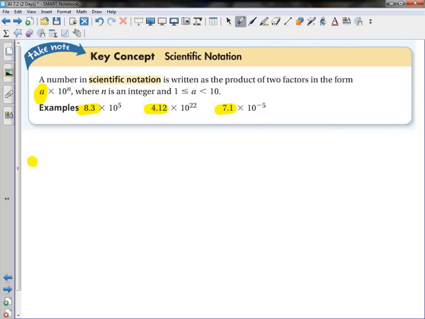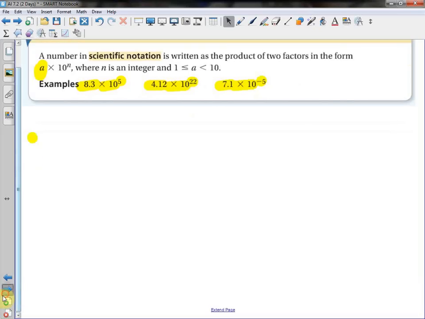We always have times 10 on every scientific notation. So always times 10. And then the exponents tell us where the decimal goes, whether it's a large number or a small number. And so that's what standard notation looks like.